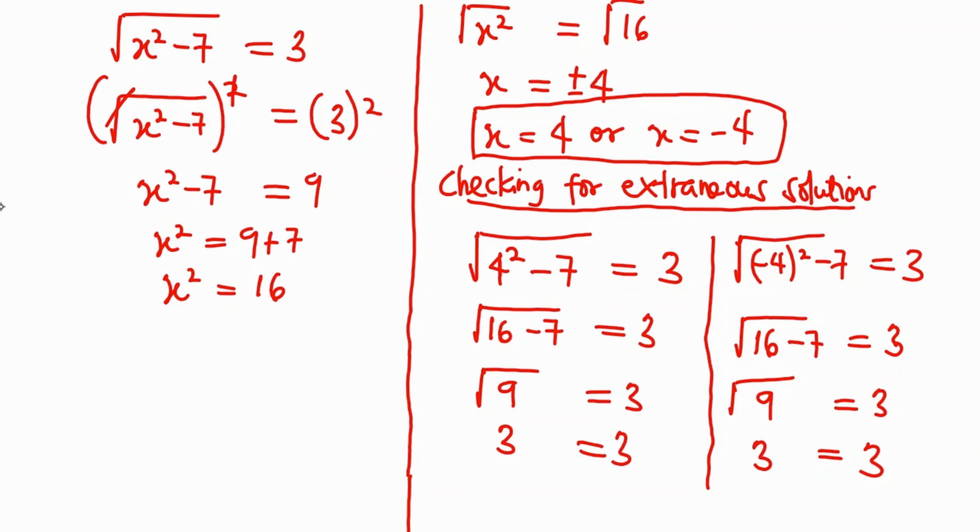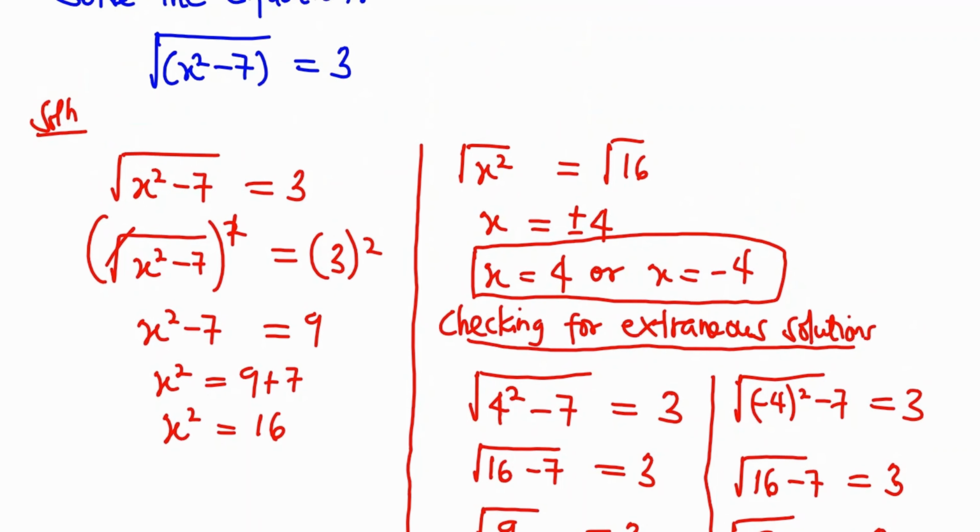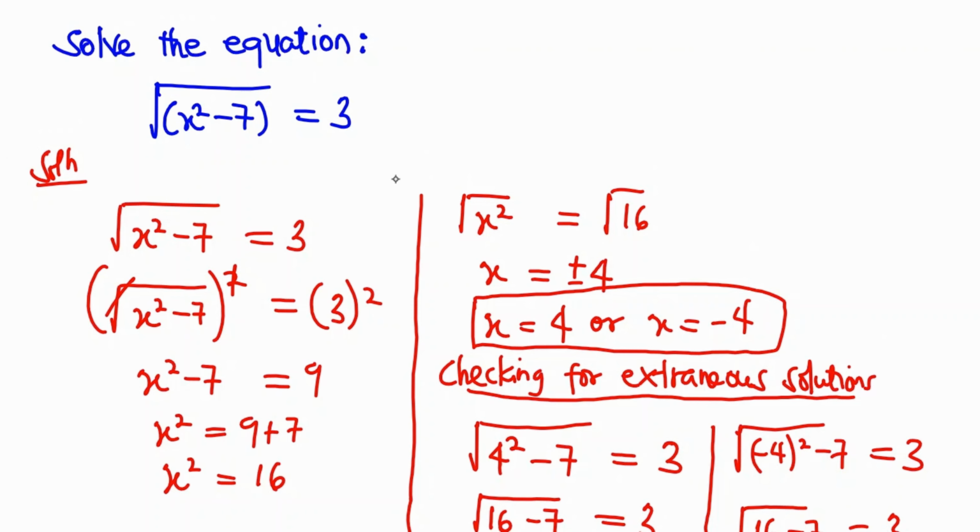So sometimes not all the values of x we derive from the question are correct. Sometimes you have to check for extraneous solutions and then exclude them as part of our answers to the question. So that is example 1. So you proceed to example 2.